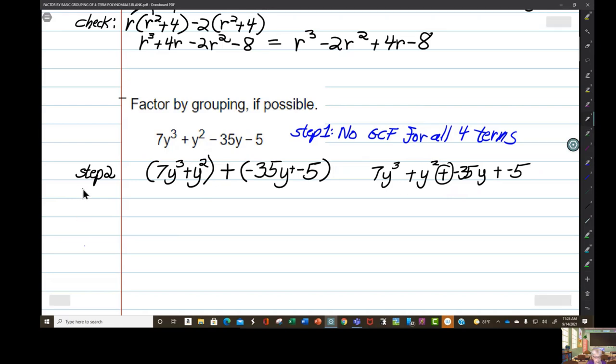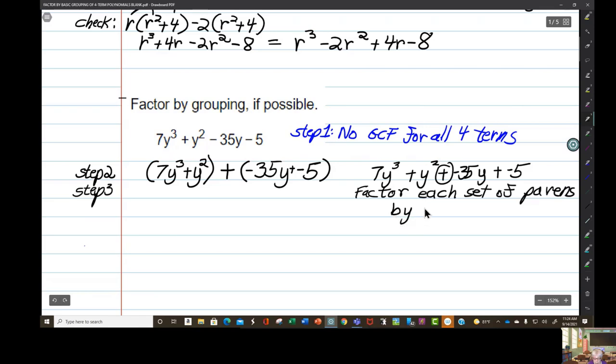Now, step three. Factor each set of parentheses by GCF, just like before. And I'm going to run out of room again. Okay, I'm not going to play this time. By GCF. There. Okay, we're going to do that.